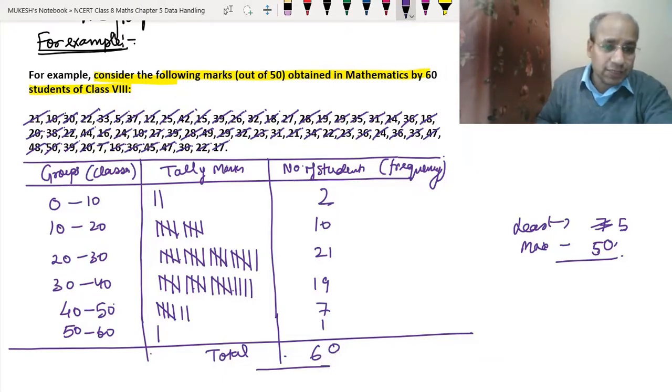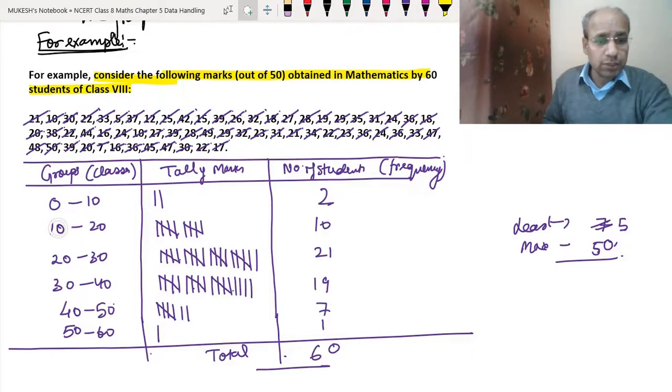What can we say? The students who got marks 0 or more but less than 10 are 2. The students who got marks 10 or more but less than 20 are 10. The students who got marks 20 or more but less than 30 are 21. The students who got marks 30 or more but less than 40 are 19. Who got 40 or more but less than 50 are 7. Who got marks 50 or more, only 50 is there, so one student.